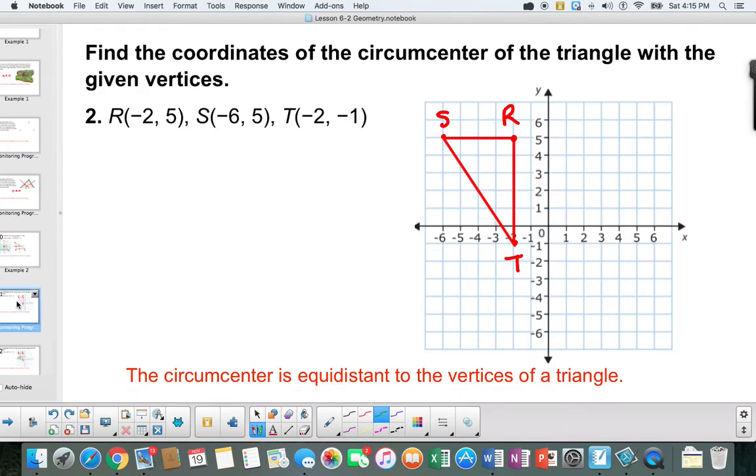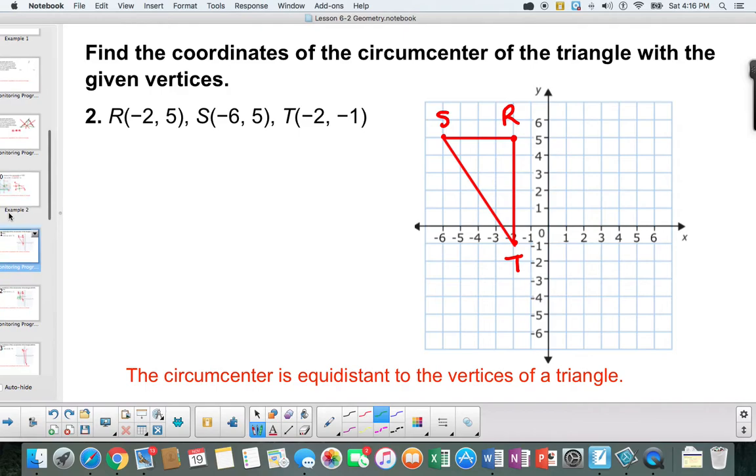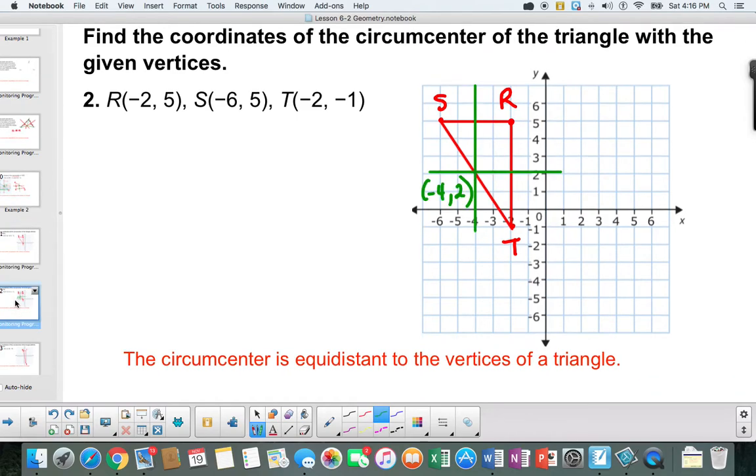Okay, your turn. Go ahead and try to draw the perpendicular bisectors for two sides. And I suggest the horizontal side and the vertical side. Take a minute to do that and see if you can find the circumcenter. Here's the answer.